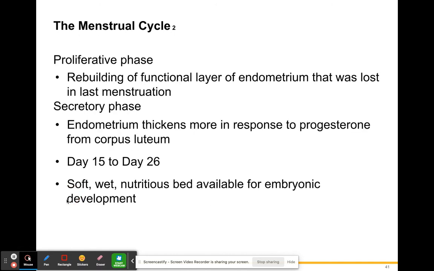The proliferative phase. This is the rebuilding of the functional layer of the endometrium that was lost during the last menstruation.